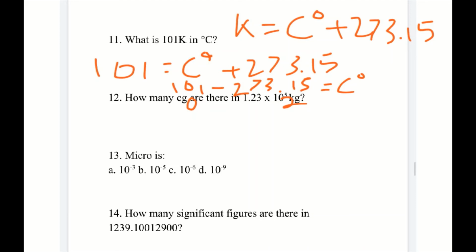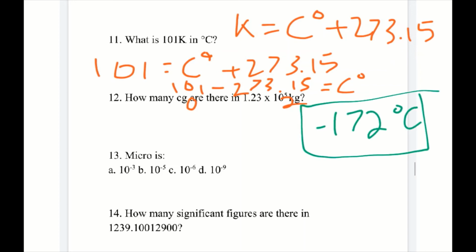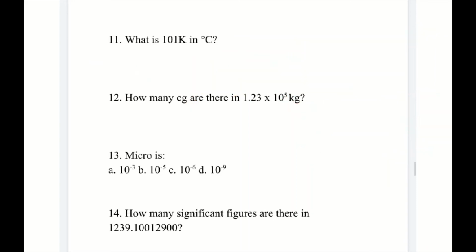So let me type this into my calculator. 101 minus 273.15 gives me negative 172.15, but since we want 0 decimal places, then our final answer is just negative 172 degrees Celsius. Now let's look at number 12. How many centigrams are there in 1.23 times 10 to the 5th kilograms? So let me just clear the ink on the page in order to show that. Let's write our previous answer here, 172 degrees Celsius.